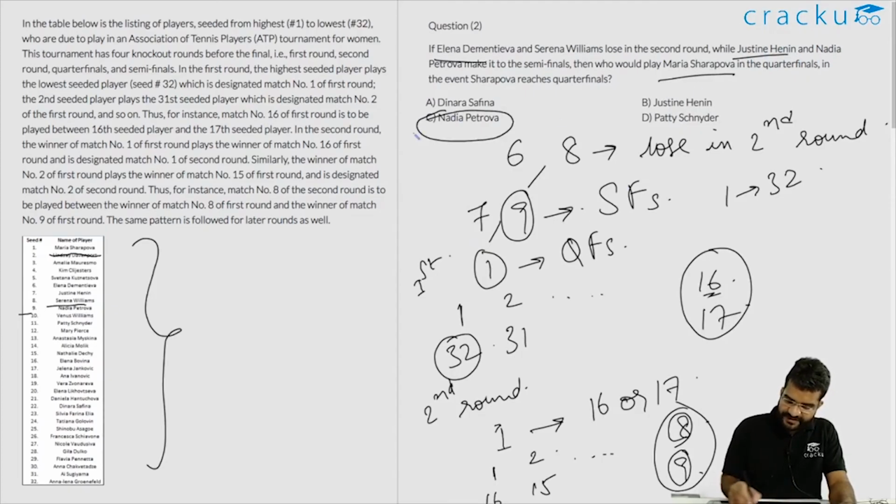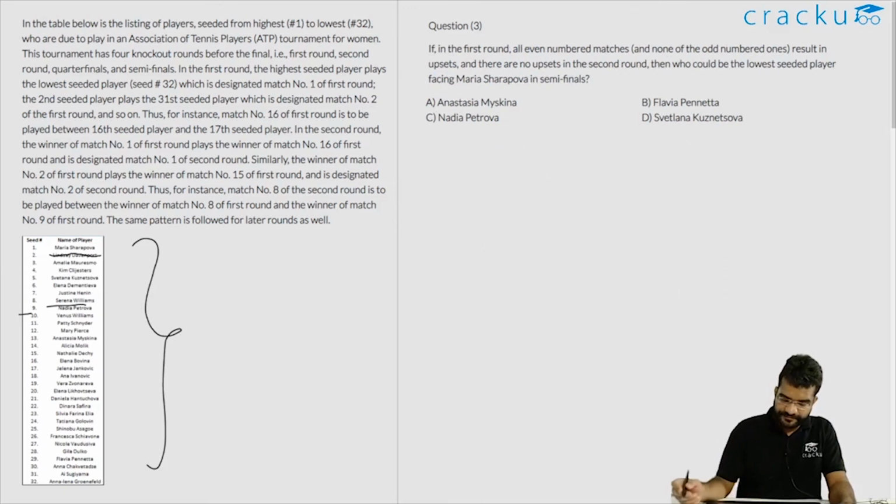It has already been given that Nadia Petrova has reached the semifinals. So the correct answer is Nadia Petrova would face Maria Sharapova in the quarterfinals. If in the first round all the even numbered matches and none of the odd numbered matches result in upsets, and there are no upsets in the second round, who could be the lowest seeded player facing Maria Sharapova in the semifinals?